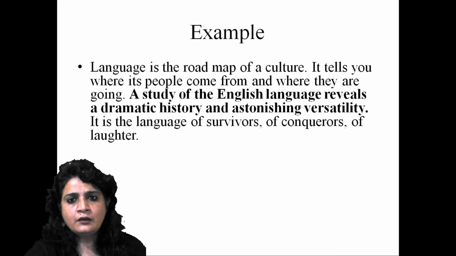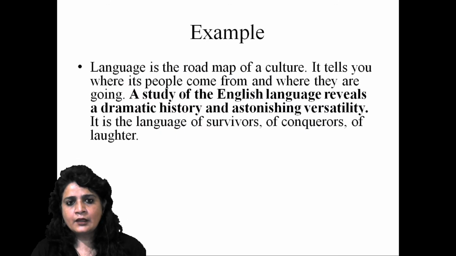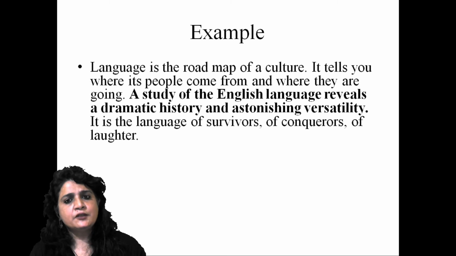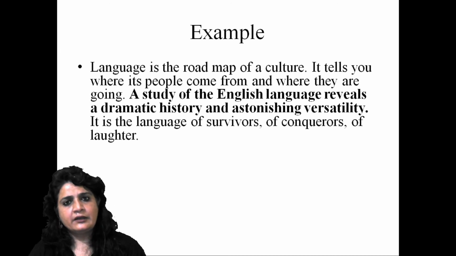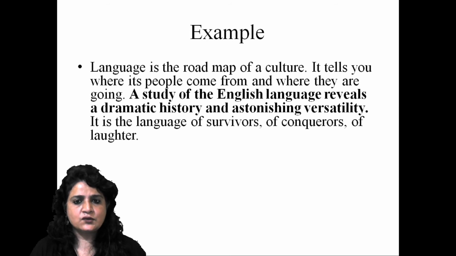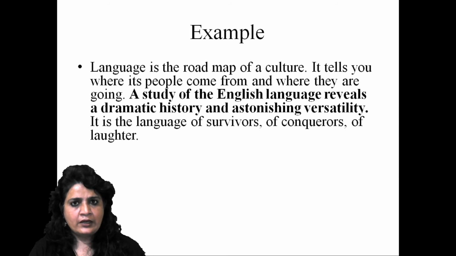This is usually the order of a paragraph. So now look at this example. Now the first sentence says, language is the roadmap of a culture. It starts with a very general statement. Language is the roadmap of a culture. It tells you where its people come from and where they are going. Right? This introduces an idea. A study of English language. This gives a very specific language, the English language. For example, a study of English language reveals a dramatic history, astonishing versatility. Right? So here, this detail comes later. The general idea comes first.